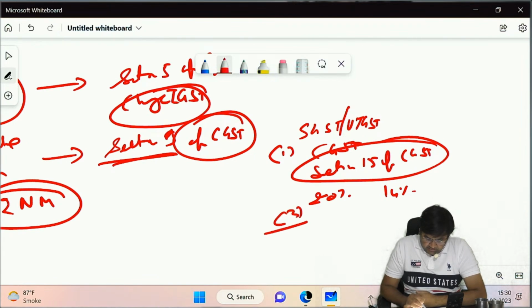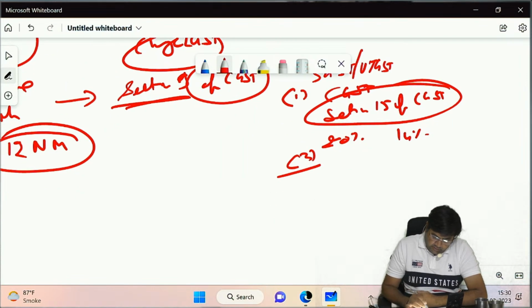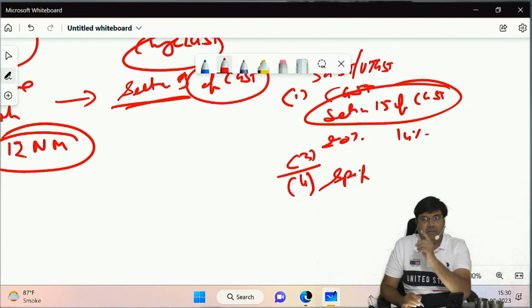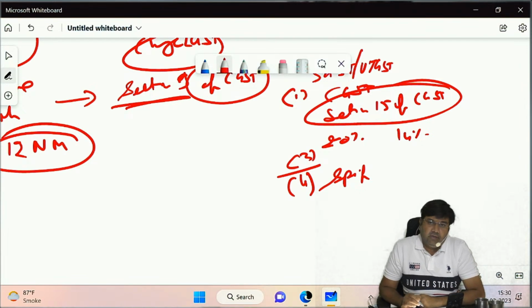Subsection 3, reverse charge. Subsection 3 empowers the government to notify special categories of supply which are going to be subject to reverse charge. So in reverse charge, rather than the supplier, the recipient is going to pay. Subsection 4 again empowers the government, but here they are also going to notify specified categories or classes of registered person, then specify supplies, and if it is from an unregistered person, then only it is subject to reverse charge, otherwise it is going to be subject to forward charge.